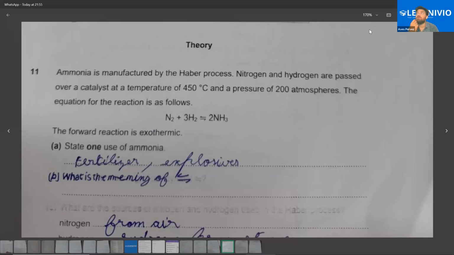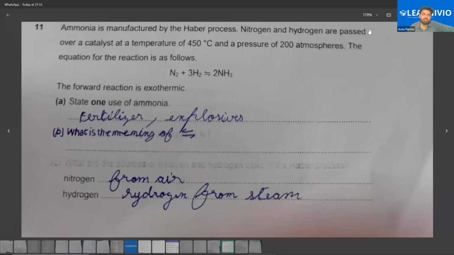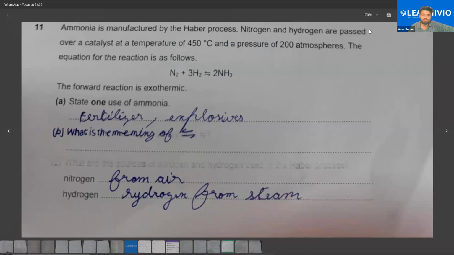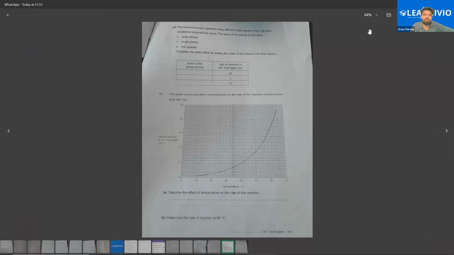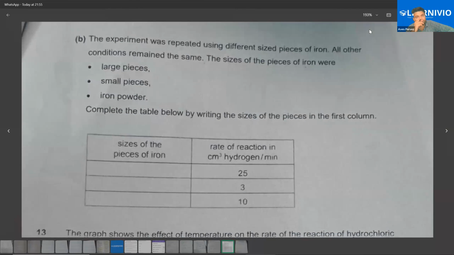Fertilizers and explosions. And for cleaners, cleaning agents also. So nitrogen is derived from air and hydrogen is derived from steam. It's a printing mistake in the question, that's why it is like that. Okay, till here finished.